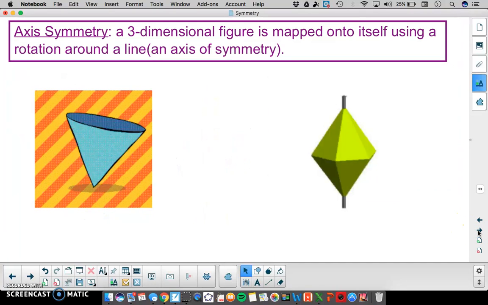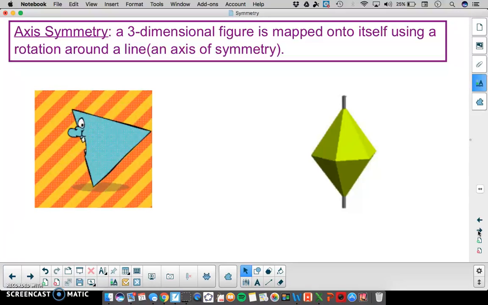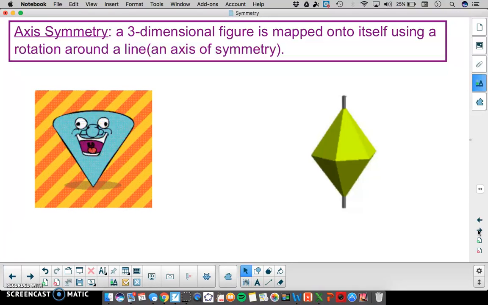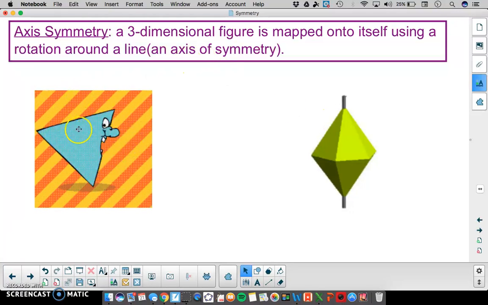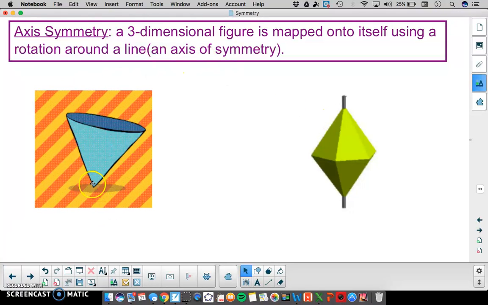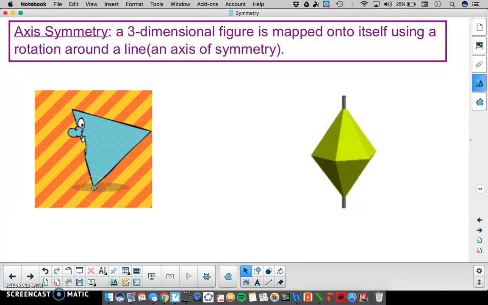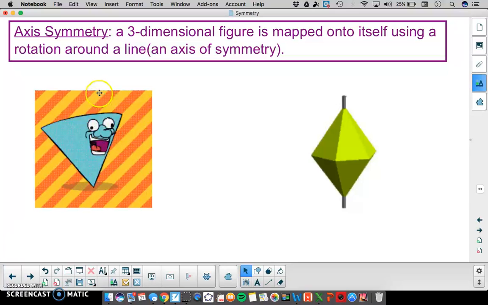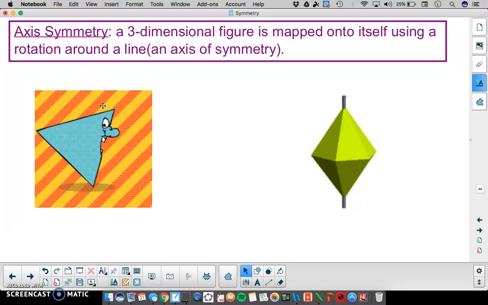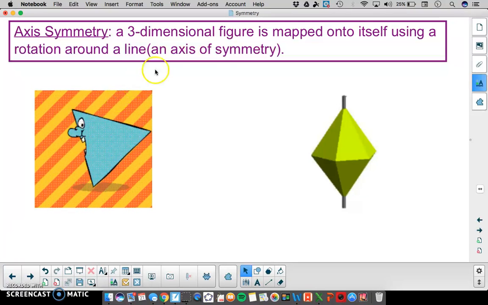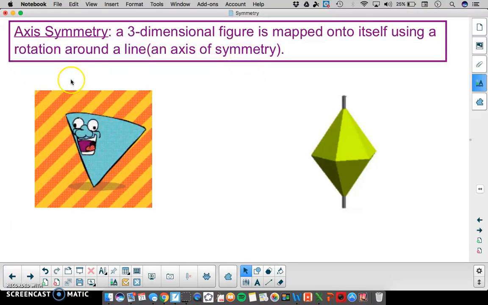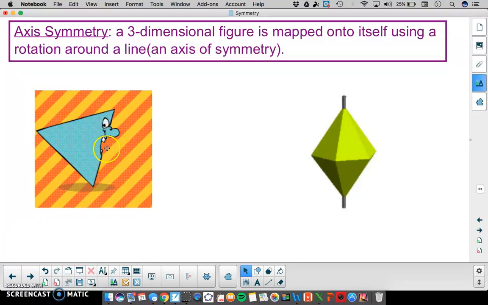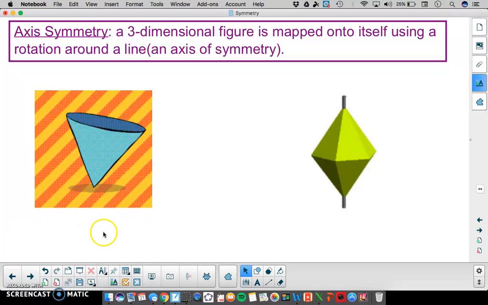Next we have axis symmetry. This is when a 3-dimensional figure is mapped onto itself using a rotation around a line or an axis of symmetry. So I have this cone that's kind of spinning. If you can imagine connecting a string from the apex of that cone straight through the center of the base and then twirling it around that string would be our axis of symmetry. And so the cone would have axis symmetry because we could draw that line through it.